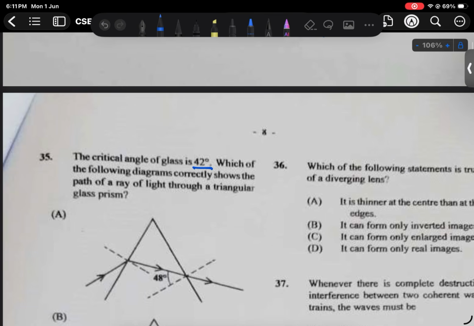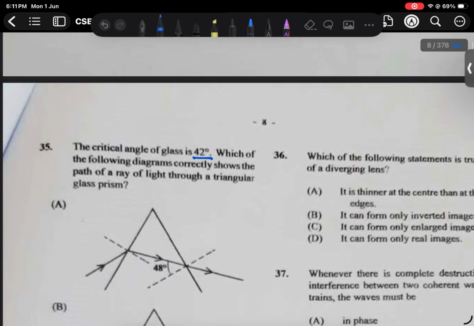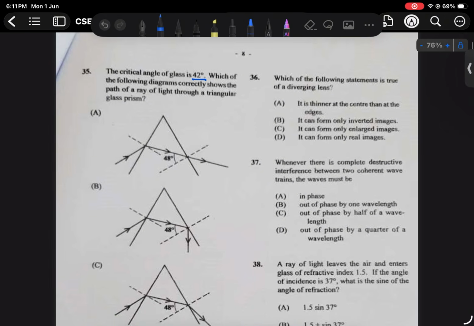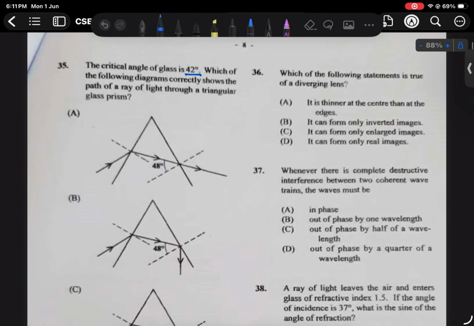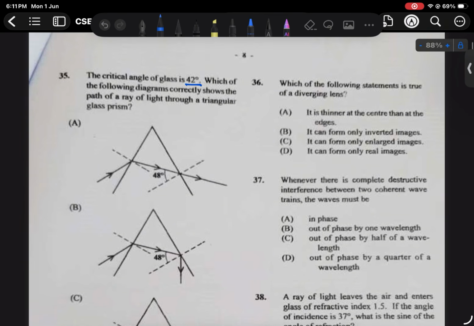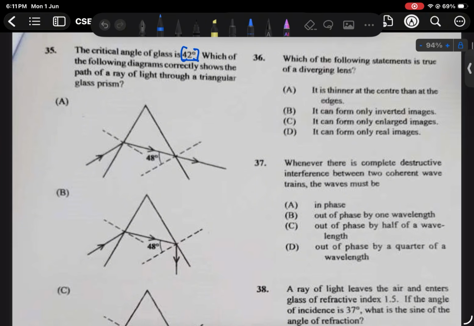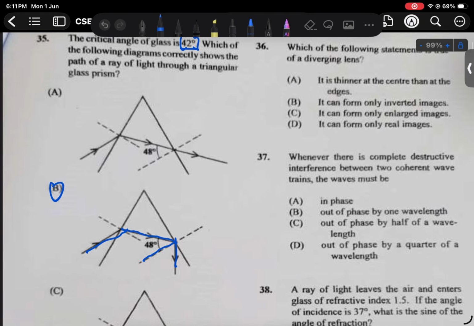Which of the following diagrams correctly shows the path of a ray of light through a triangular glass prism? So it would enter the glass prism, it would refract, and then since it's greater than the critical angle, it would undergo total internal reflection. So that's what's occurring here. It's entering, refracting towards the normal, and undergoing total internal reflection where the angle of incidence is equal to the angle of reflection, sorry.